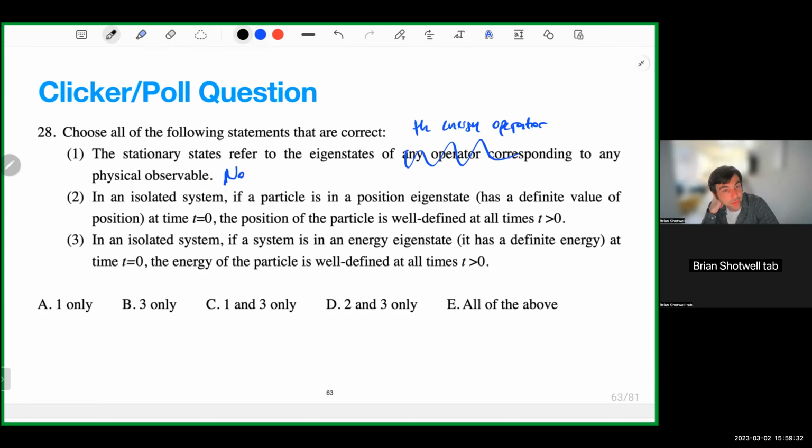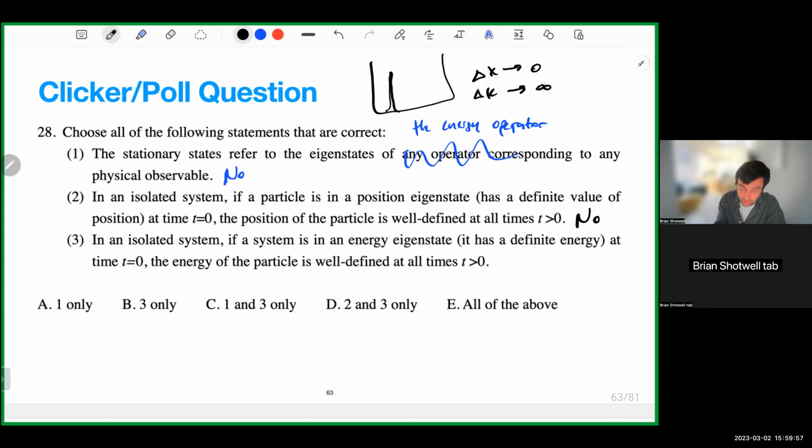All right, number 2. In an isolated system, if a particle is in a position eigenstate, has a definite value of position at time t equals 0, the position of the particle is well defined at all times t greater than 0. No. So again, back to that example. If delta x is close to 0, because we measured the position and we're pretty certain about where it is, then the delta k has to go to infinity because of the uncertainty principle that I talked about at the beginning of the video.